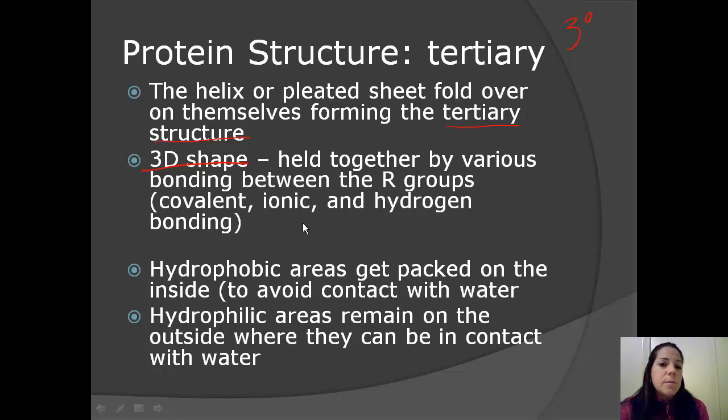The other thing that comes into play is the hydrophobic areas, as well as the hydrophilic areas on the polypeptide chain. So the hydrophobic areas don't like water, so they get packed on the inside of the molecule. The hydrophilic areas do like water, so they can remain on the outside, so they can be in contact with water. So what does this really look like? Let's take a look at a diagram.